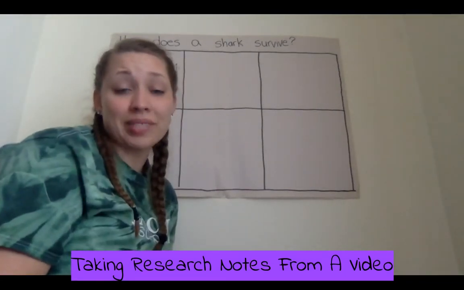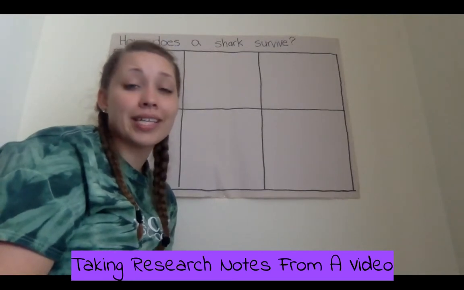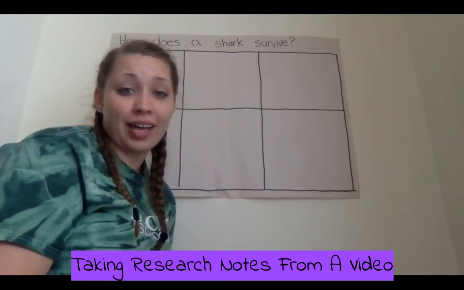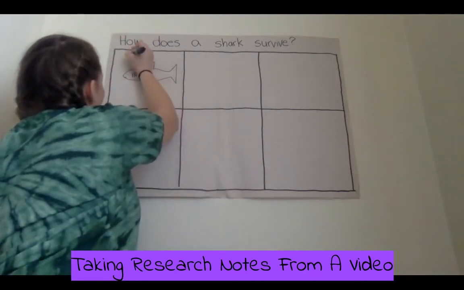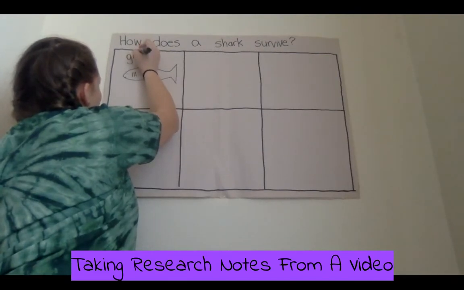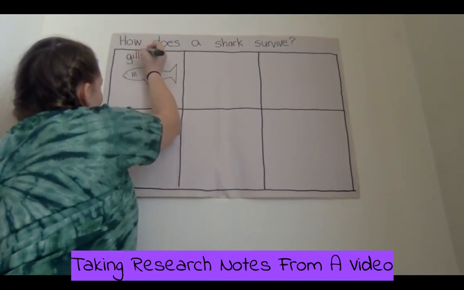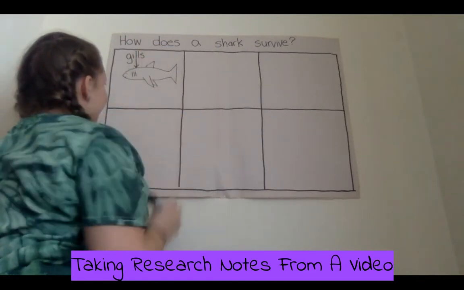Now I am going to sound out the word gills as I label my picture. As I do, tell me the letters you hear, and I am going to write them. G, I, L, S. And I'm going to draw an arrow so that I know what the gills are.